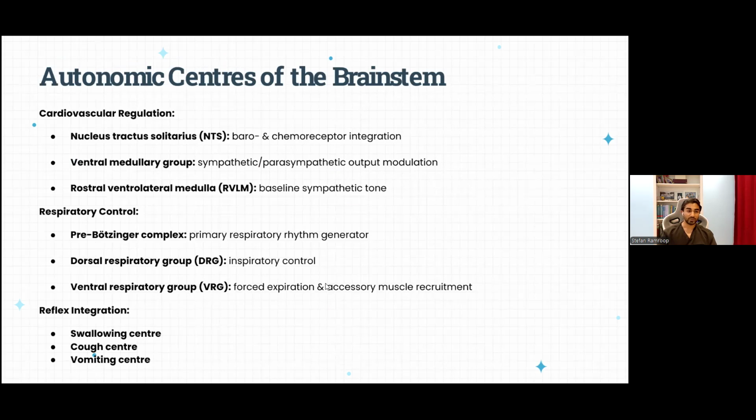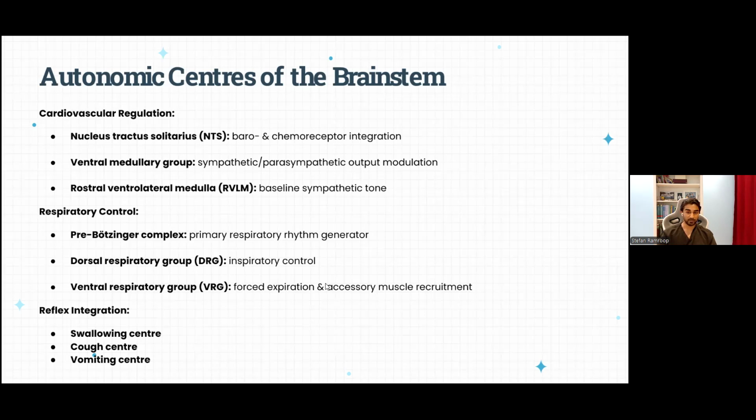So looking at the autonomic centers of the brain, cardiovascular regulation begins with the nucleus tractus solitarius. So that's the NTS. The NTS receives baroreceptor and chemoreceptor input from the glossopharyngeal and the vagus nerve. So it integrates this information and modulates sympathetic and parasympathetic outputs via your ventrolateral medulla. Damage here will produce impaired autonomic reflexes, so that will be like poor heart rate and unstable blood pressure regulation.